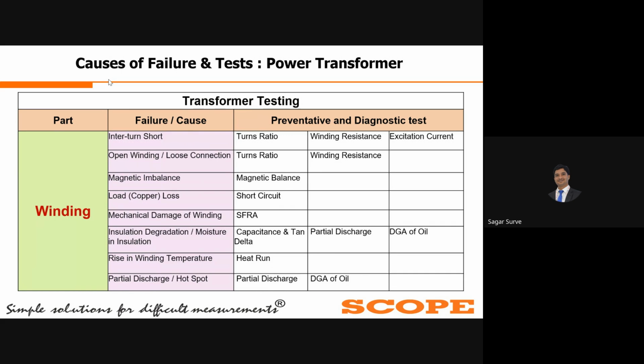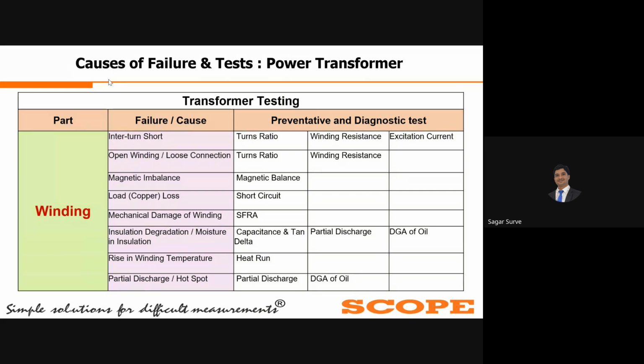Now we'll see various causes of failure of the transformer and related parts, and which type of test we are going to perform to diagnose each failure. If you consider the winding of the transformer, the winding can fail. Types of failure include interturn short, open winding, magnetic imbalance, load loss, mechanical damage, rise in winding temperature, and partial discharge. These can be failures observed in the transformer winding.